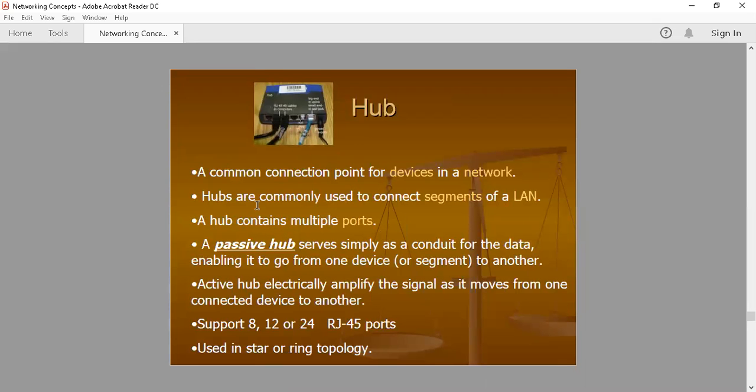A hub, a common connection point for devices in a network, is nothing but a hub, switch, or a router. Common connection point. Hubs are commonly used to connect segments of a LAN. A hub contains multiple ports. A passive hub serves simply as a conduit for the data, enabling it to go from one device to another device.